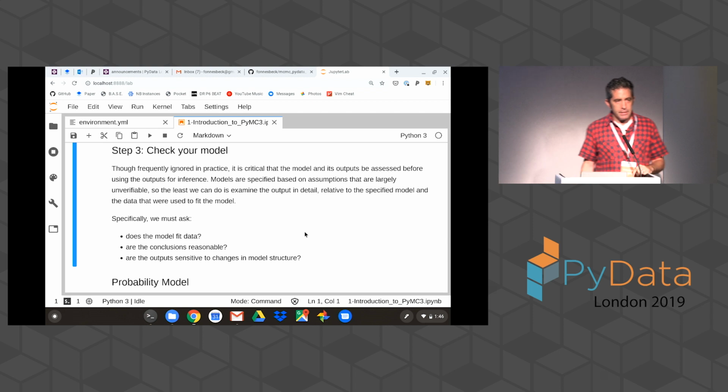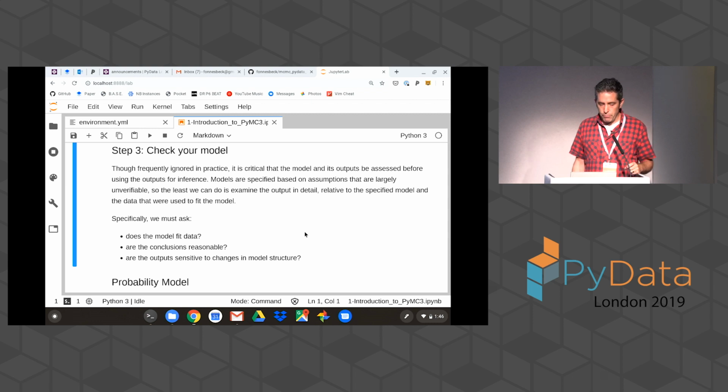And then the third step is model checking. This is common to both statistical paradigms, but it's particularly important in Bayes because this is all model-based inference. And it's really easy to get a result that looks okay but is entirely meaningless. And so going back and checking the model is very important.